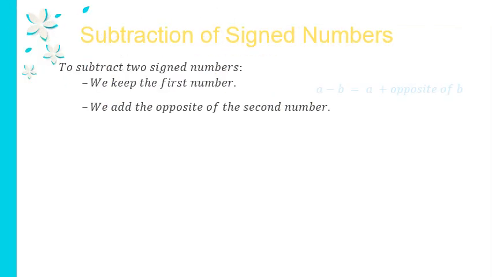Now, how do we subtract signed numbers? We have to keep the first number and add the opposite of the second one. What do I mean by that? A minus B: I can keep the first number, which is A, and add the opposite of B. Let's make things clear with an example.